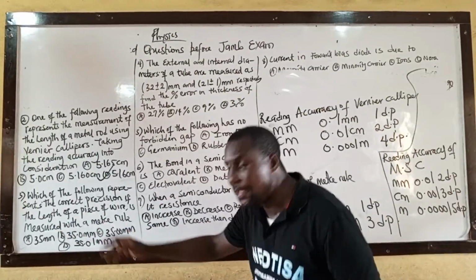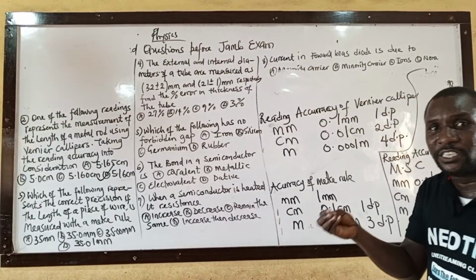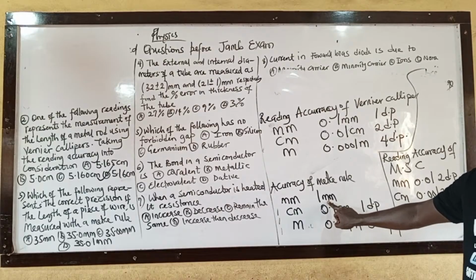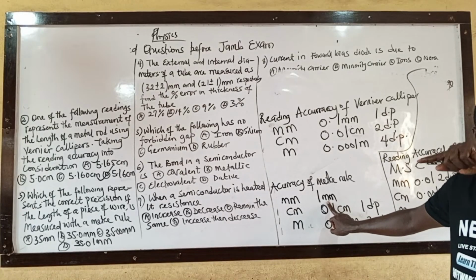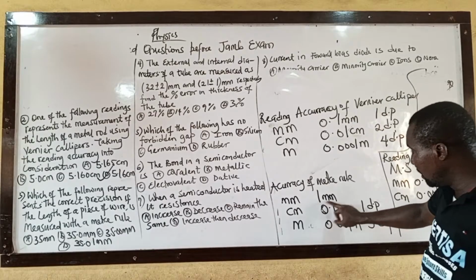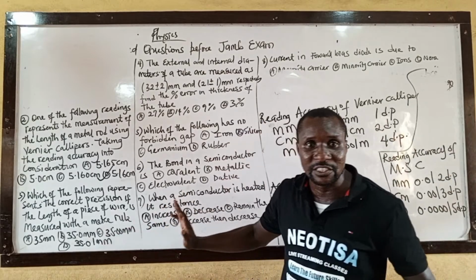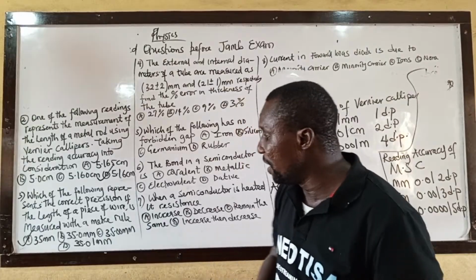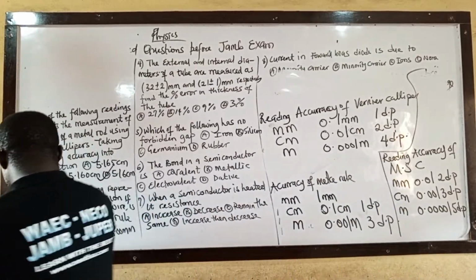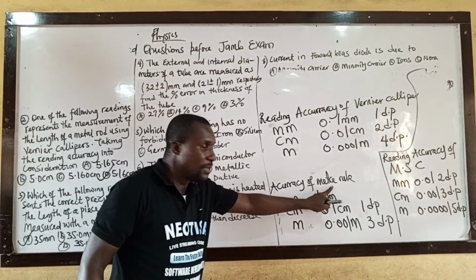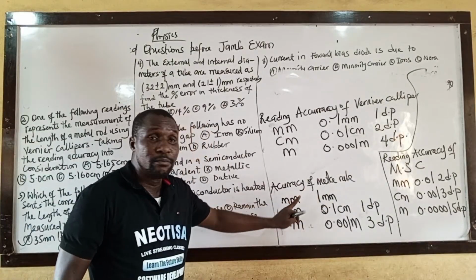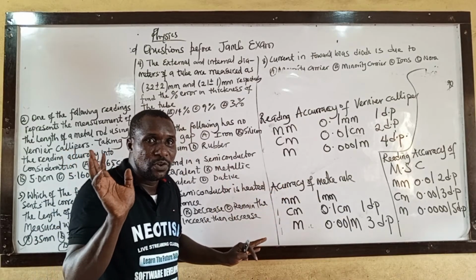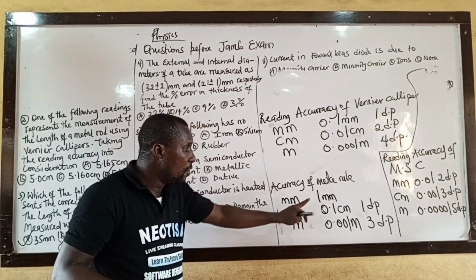Which one? In millimeter. What is the reading accuracy of a meter rule? In millimeter, it is in what? A whole number without any decimal place. Which one is in millimeter? That is a whole number. Option A, 35 millimeter. Can you see it's a whole number? For a meter rule, the reading accuracy in millimeter is a whole number without decimal point.